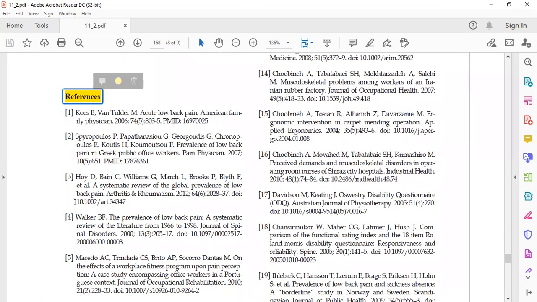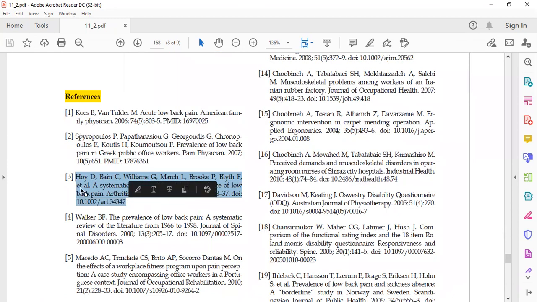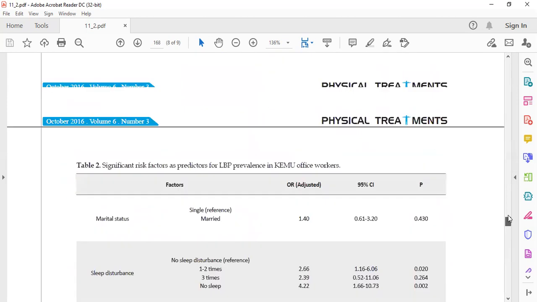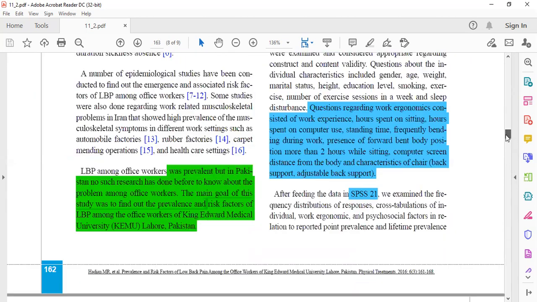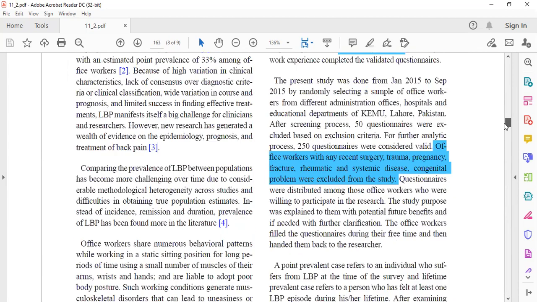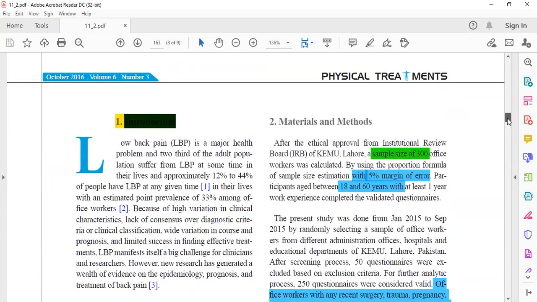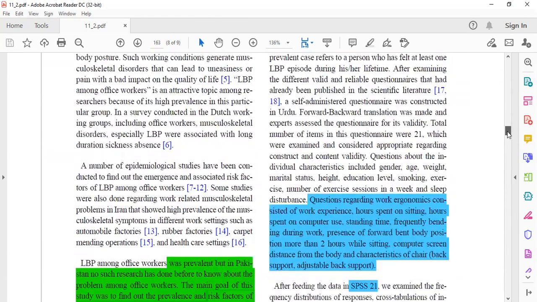Here is the given number. Number 3 reference is this. You can search it on Google Scholar and you can find this article. That data was taken from this article. We will discuss it in detail when we discuss citation and reference management and plagiarism. Then we will discuss all these things.